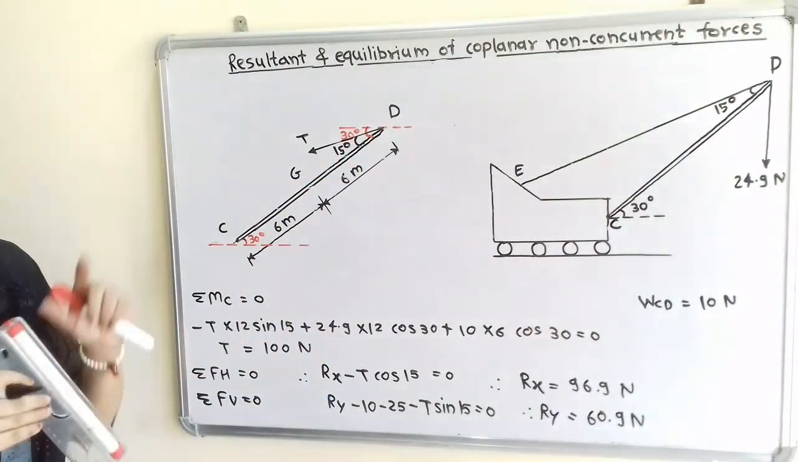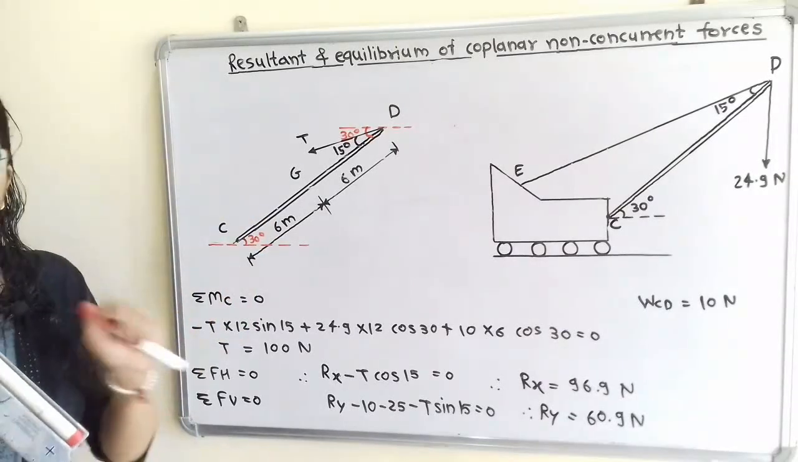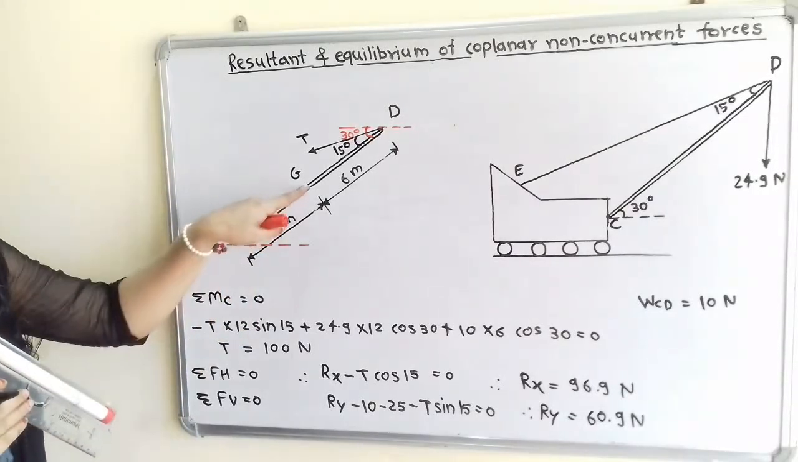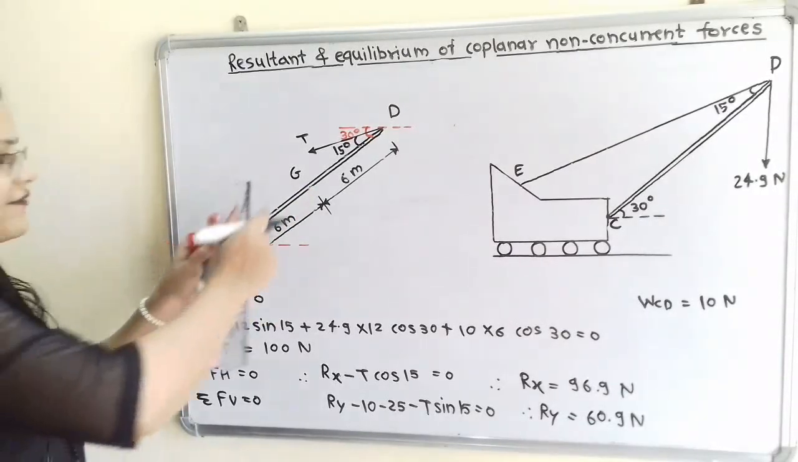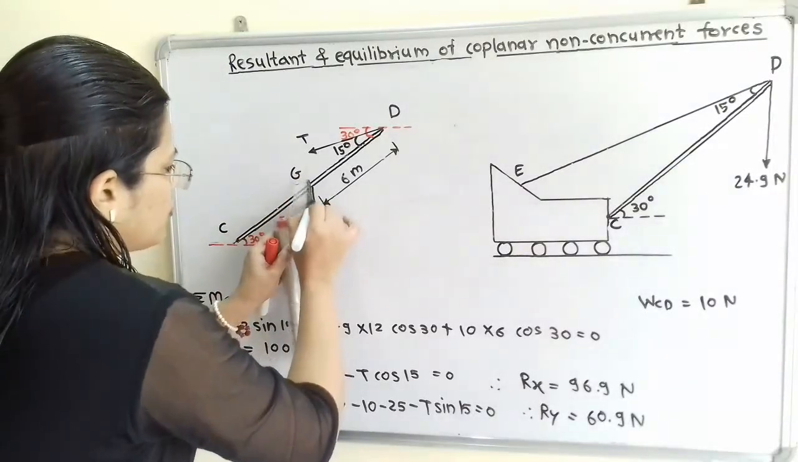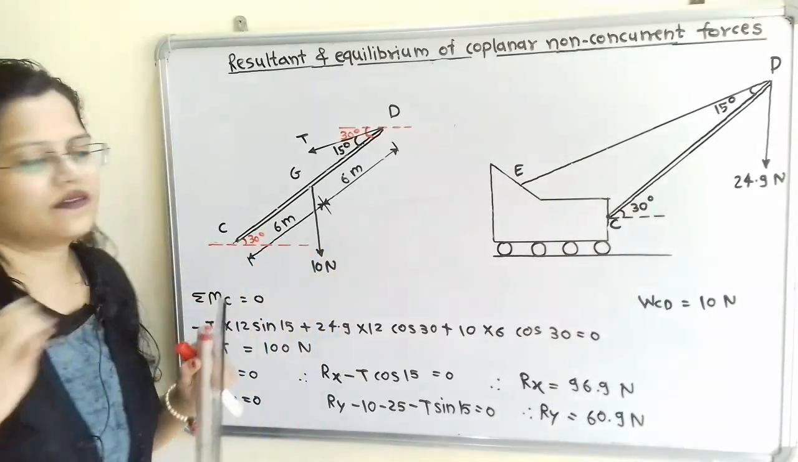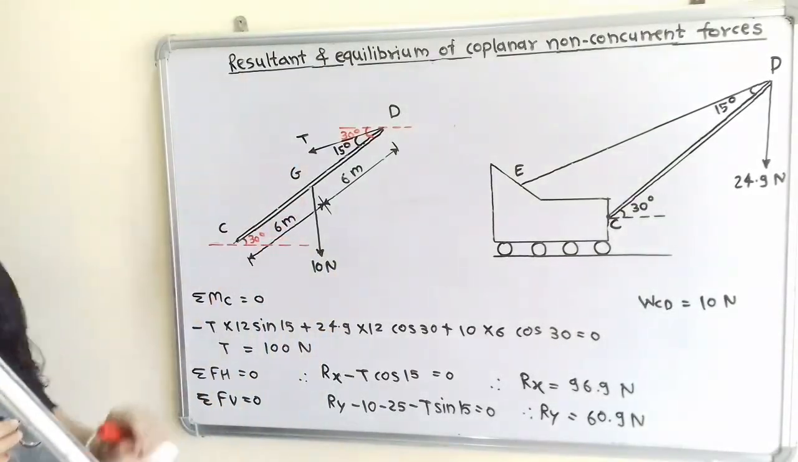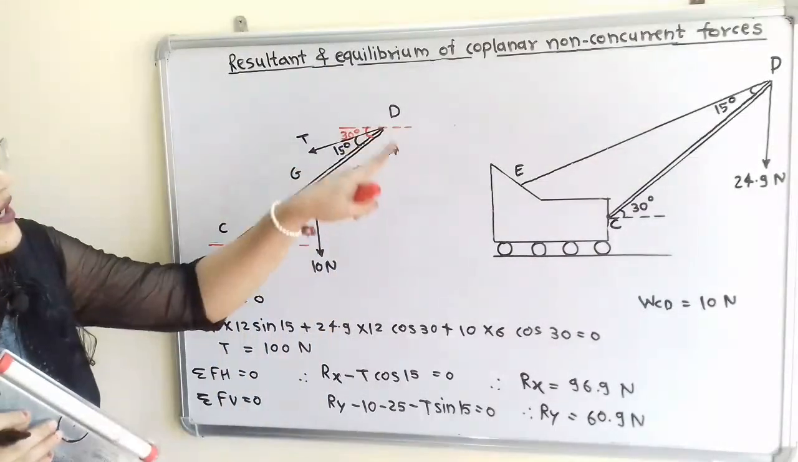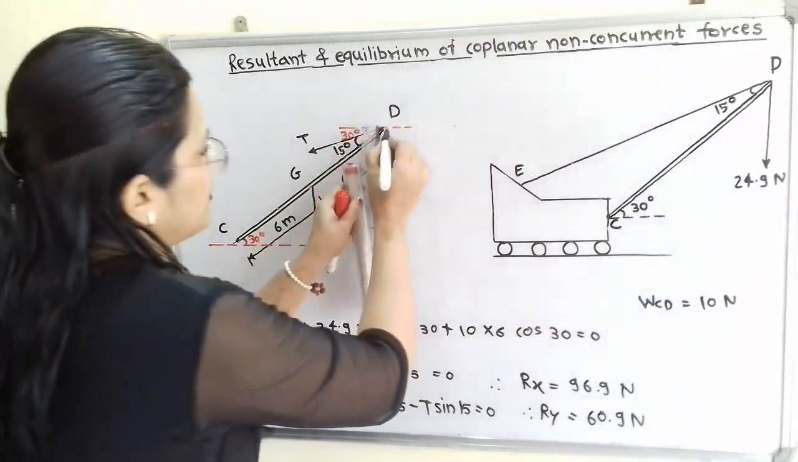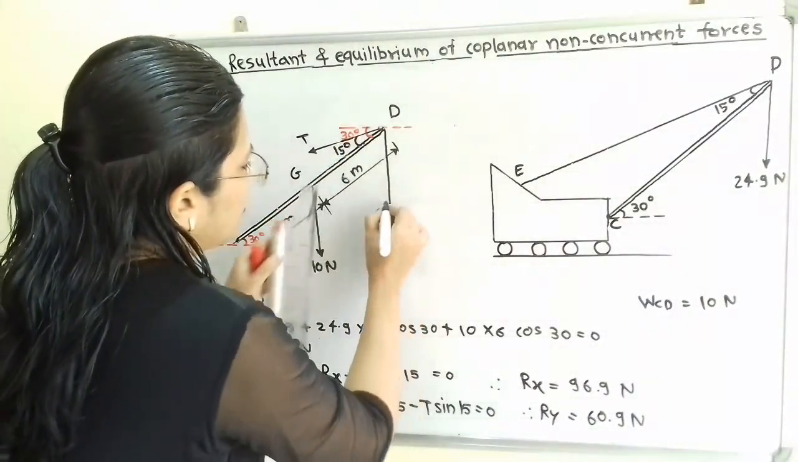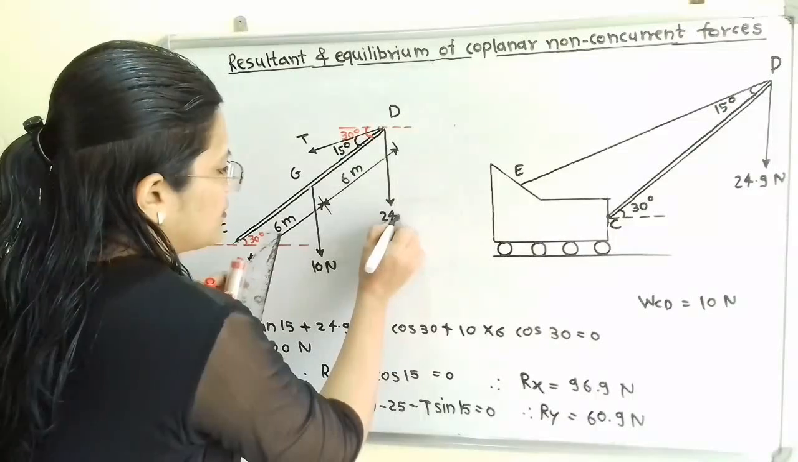We have to show the weights. The weight of the beam CD is 10 Newton and it is acting at the center of gravity point, so we will show here a vertically downward 10 Newton force. Then the weight of 24.9 Newton is also connected at point D and it is also acting in the vertically downward direction.